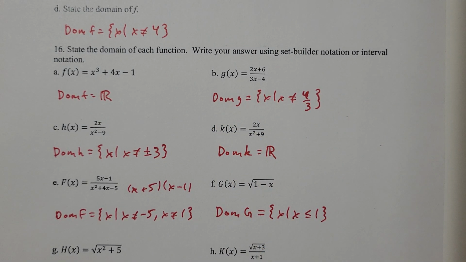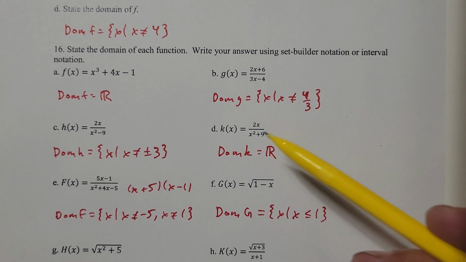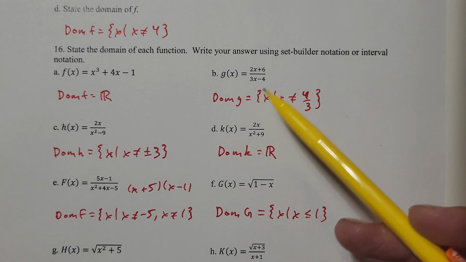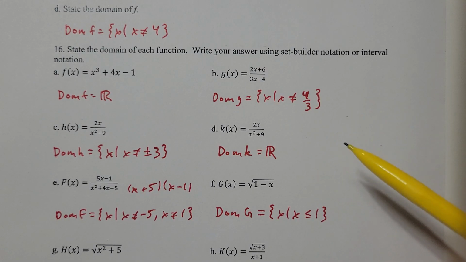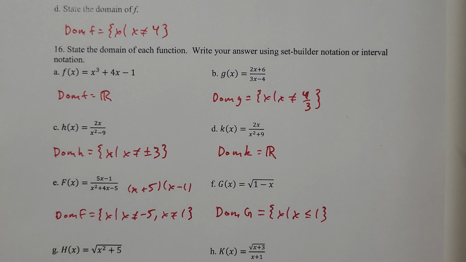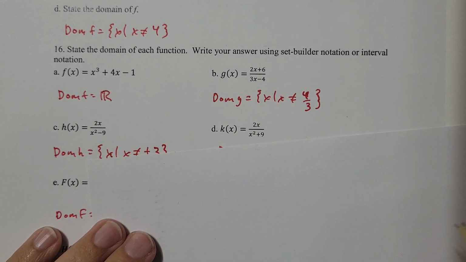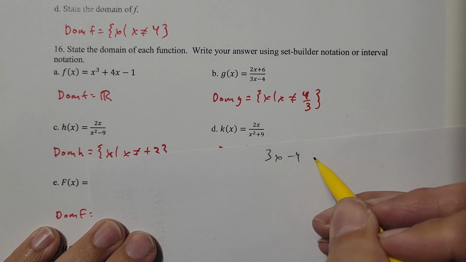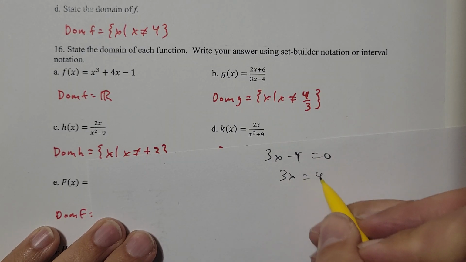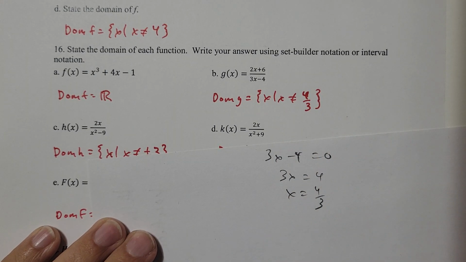Part B, I got g of x equals 2x plus 6 divided by 3x minus 4. This is a rational function. Again, you're going to do some things with rational functions in chapter 4. Rational function is just a fancy word for a fraction, right? I know I can't divide by 0. So on the side, if I set this equal to 0 and solve, I got 3x minus 4 equals 0. When I add 4 and divide by 3, it looks like x is 4/3.